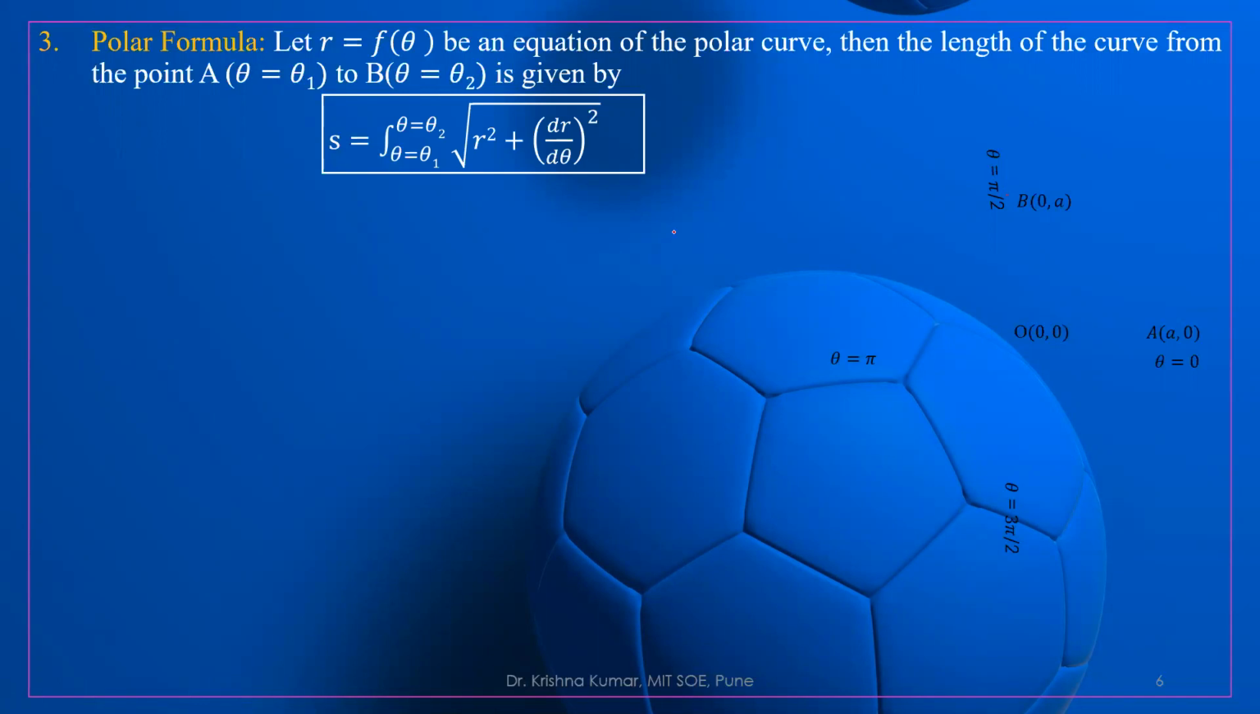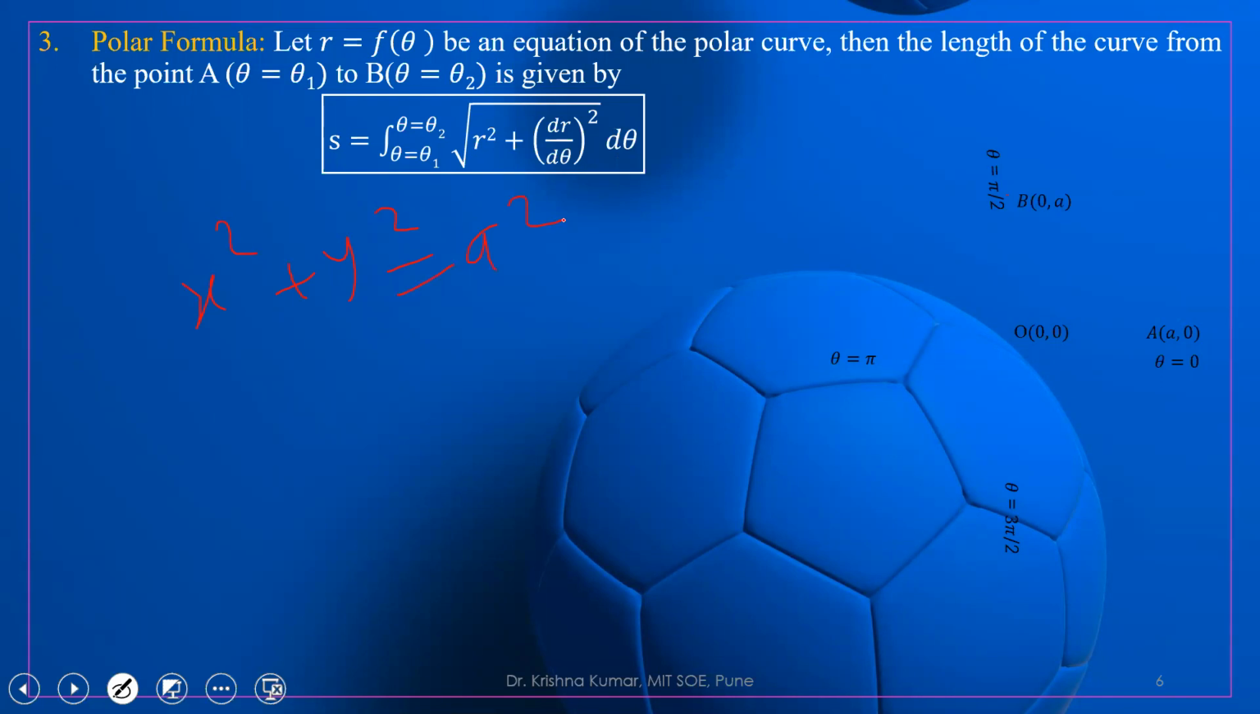The polar formula is what? s is equal to the integration under the limit theta equal to theta 1 to theta equal to theta 2 of root over r square plus (dr/d theta) whole square d theta. Okay. So here, just look, what we have given: x square plus y square is equal to a square. This is the equation of the circle.